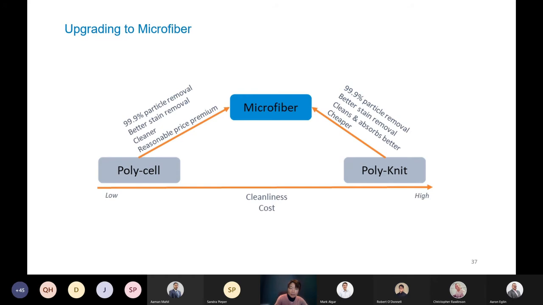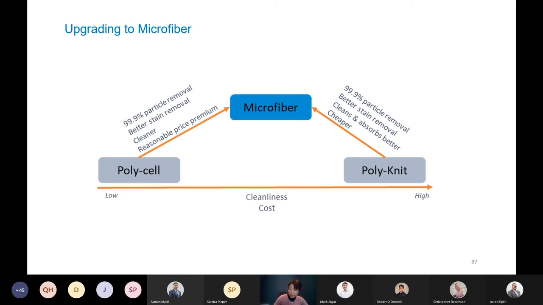Here, just to quickly illustrate why microfiber can serve as a bridge between polycell and polyknit. It could hit the perfect sweet spot for our end user, right? Polycell is very cost effective. It cleans okay, and it has good absorption, but at the same time, as you can see, compared to microfiber or even polyknit, it does not clean as well. And obviously it does not have the microbe removal capability.